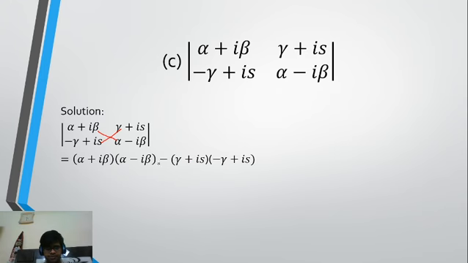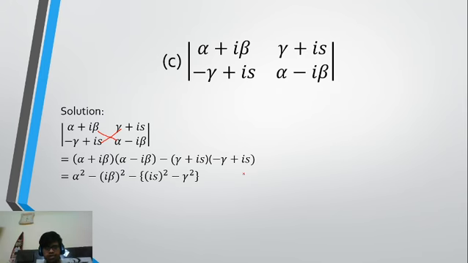Now the problem is how to solve this. Basically, this is the formula of A plus B, A minus B, so we will be solving it as A square minus B square. Similarly, here we have gamma plus iota s and minus gamma plus iota s. We can write it as iota s plus gamma, iota s minus gamma. Therefore, it is again A plus B, A minus B, and this will be iota s to the square minus gamma to the square, right?